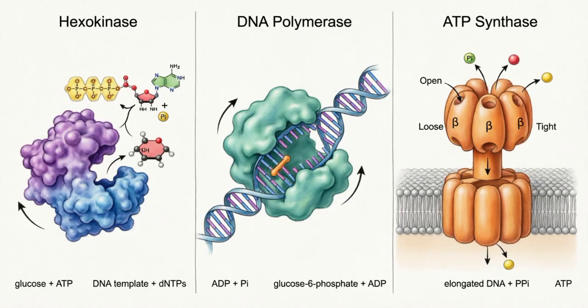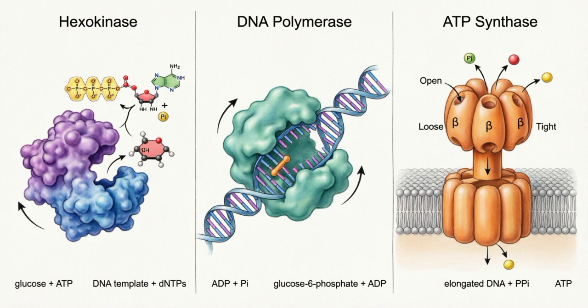Let us examine 3 powerful real-world examples of the induced fit model in action. First, on the left is hexokinase, shown in purple and blue. This enzyme catalyzes the phosphorylation of glucose. Notice the 2 lobes of the enzyme in purple and blue colors. Black curved arrows indicate the closing motion as the enzyme undergoes conformational change.